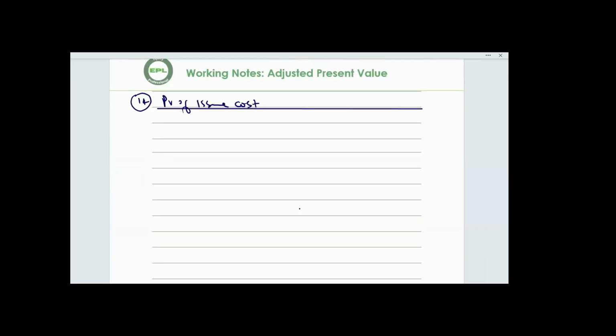Okay, to calculate the PV of issue cost, I gave you 3 procedures. Step 1 is to calculate issue cost amount on equity and debt. In this question, we don't have equity. It's all about debt. Therefore, I need to calculate issue cost amount, ICA, on debt.